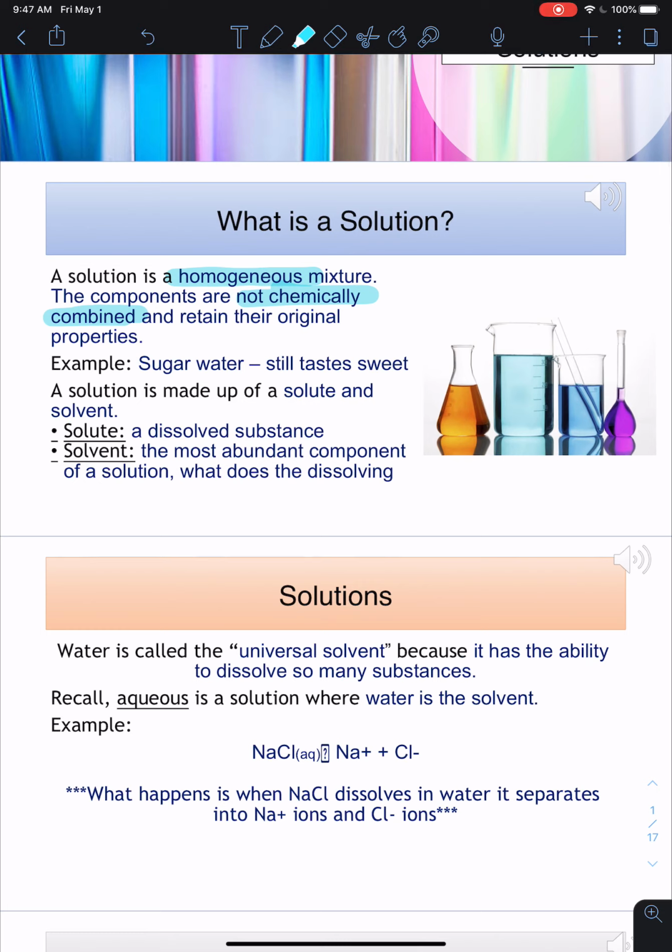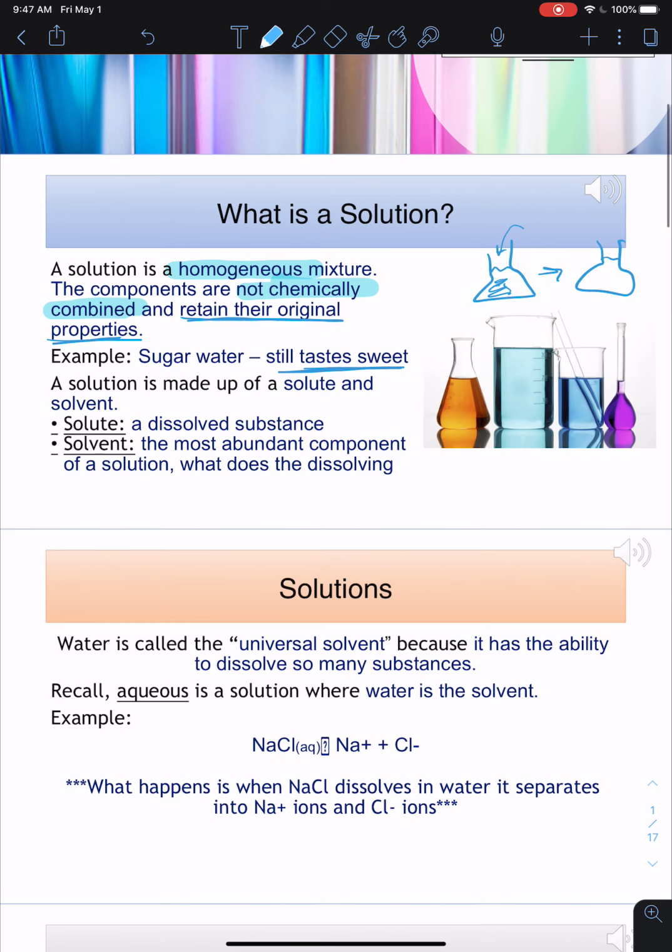So for example, if you have sugar water, we're just going to draw my little thing, okay? We add some sugar to the water. It mixes up and you can no longer tell that there's sugar in the water, right? Unless you taste it. When you taste it, it's still sweet. So that means that it is retaining the original property of the sugar, and it's still liquidy, so you're still retaining the property of the water as well as other properties.